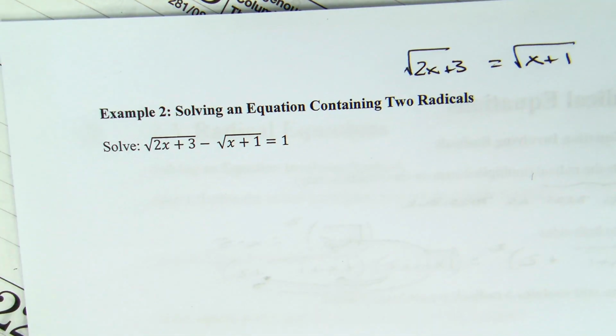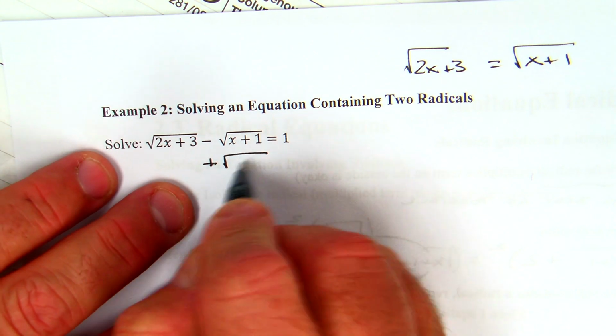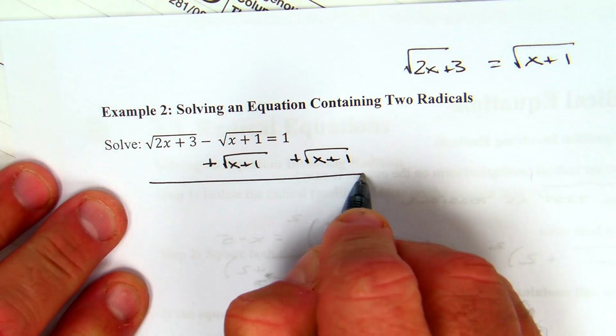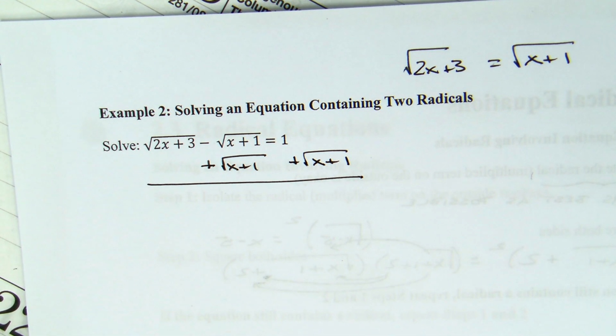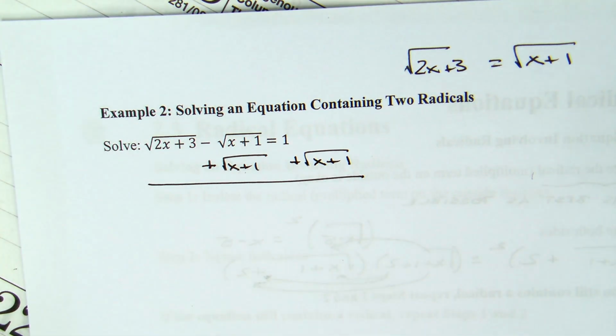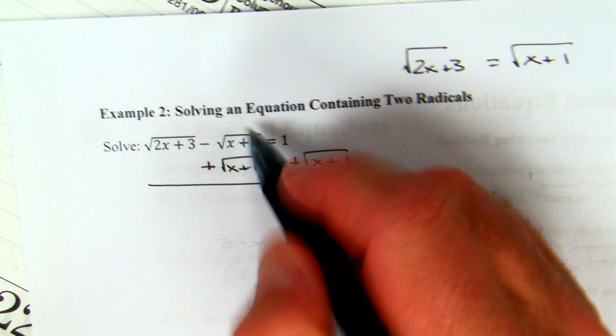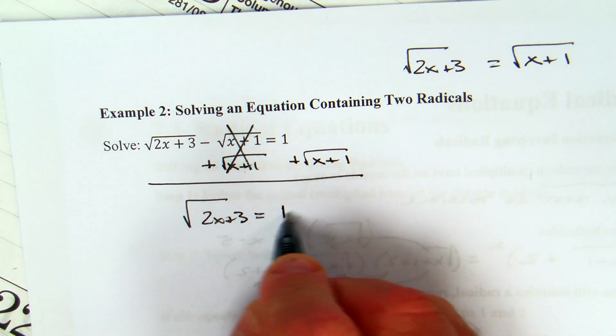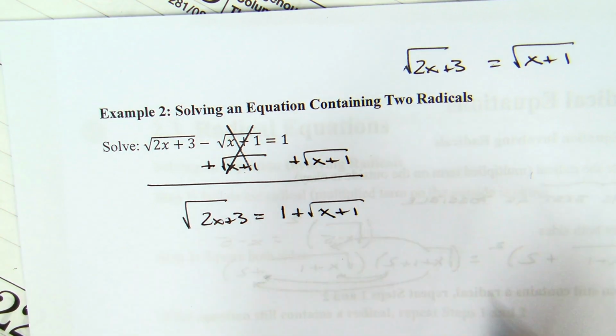The difference is we have a number 1. So we added a side note that says isolate the radical as best as possible. You're not going to be able to do that for this one. So that becomes plus square root of x plus 1 plus square root of x plus 1. On the left-hand side, what does the negative square root of x plus 1 and the positive square root of x plus 1 do to each other? Cancel out. So it's gone. So now I have the square root of 2x plus 3 equals 1 plus the square root of x plus 1.